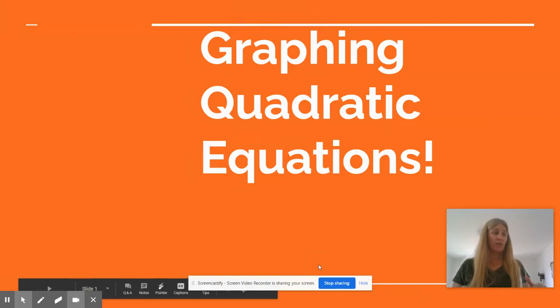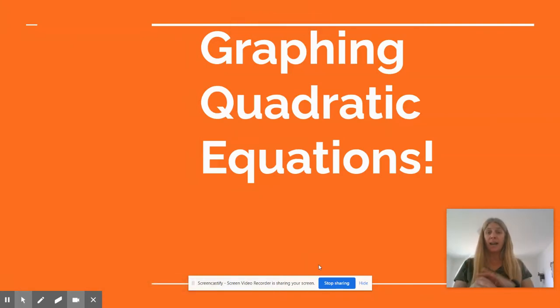So today we're going to specifically learn how to graph our quadratic equations. We've actually done this a couple times as we've gone through these lessons, but today we're going to write down step by step how to do this. Now you will need graph paper.